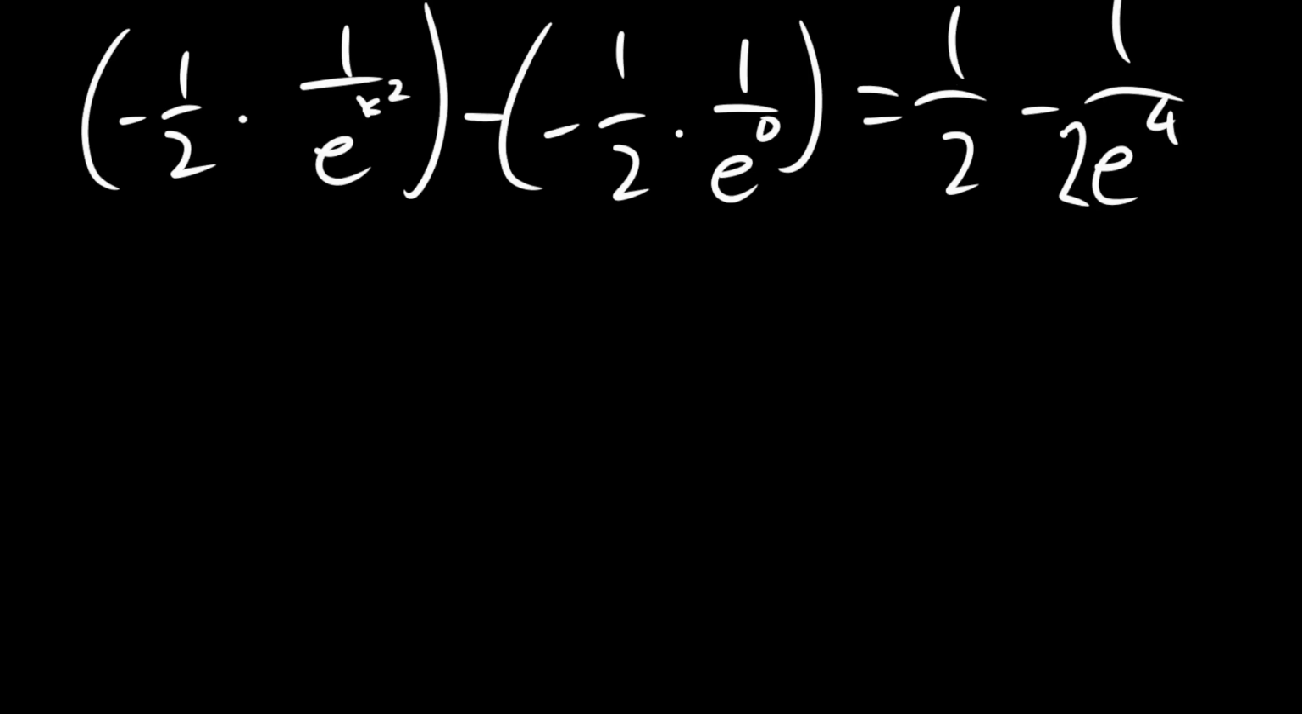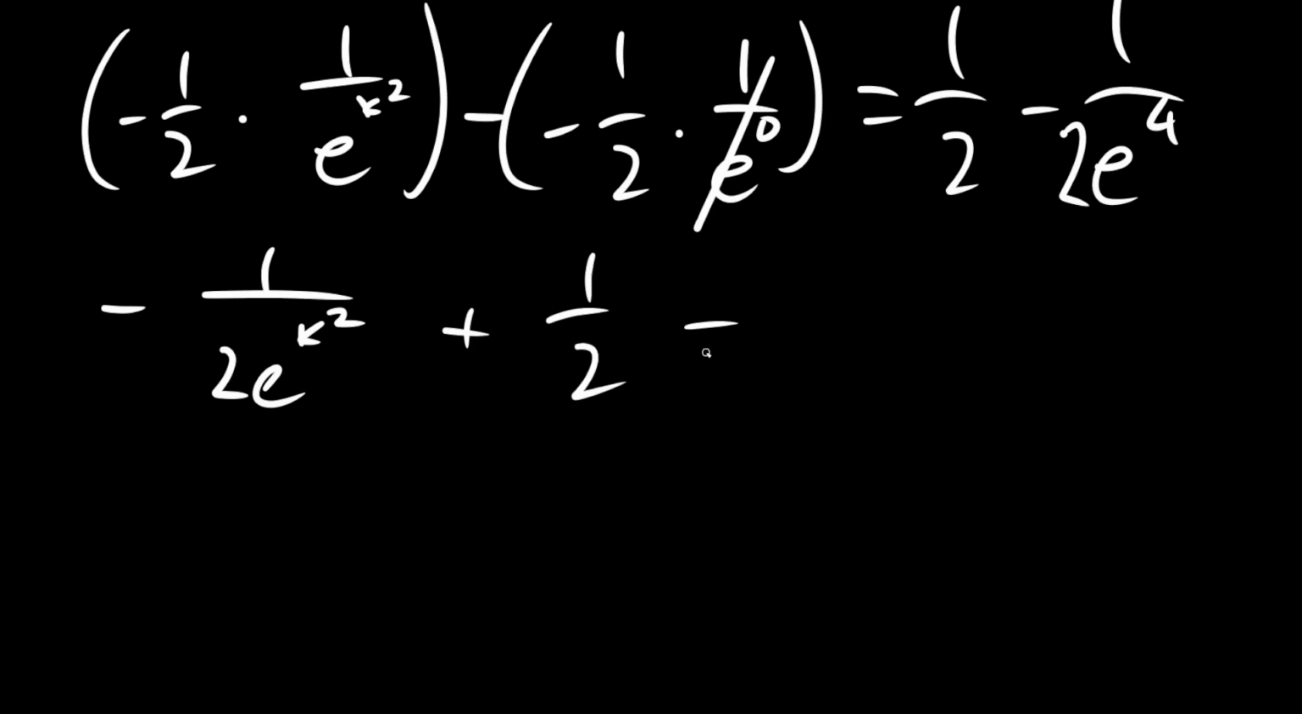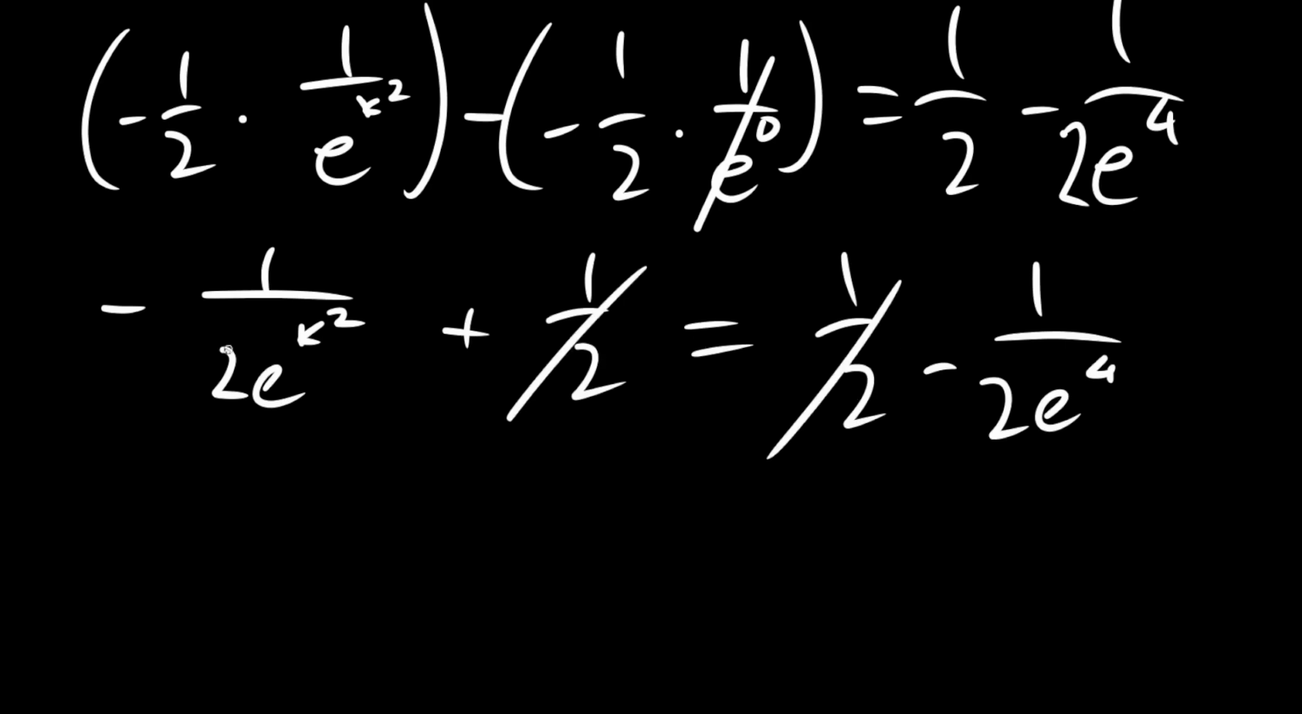So slight correction from here, the area was actually 1 over 2e to the 4th, and that makes a lot more sense for me now. So 1 over e to the 0 is just 1, so it's -1/2 times 1. So we'll have -1/2 times 1 over e to the k squared, which is 1 divided by 2e to the k squared, plus 1/2 equals 1/2 minus 1 over 2e to the 4th. And you can do this by inspection, but let's solve. Subtract 1/2 from both sides, make both sides positive, cancel out this, and raise both to the negative power.